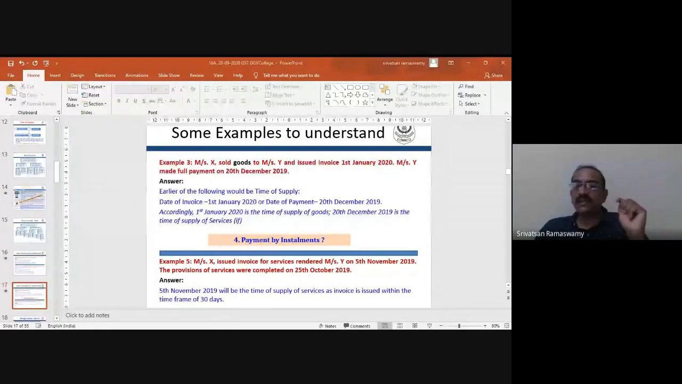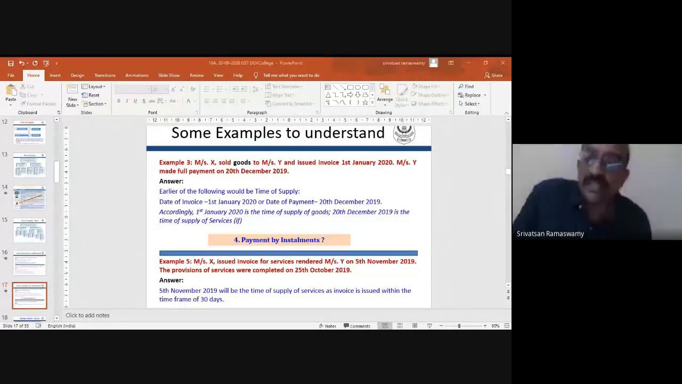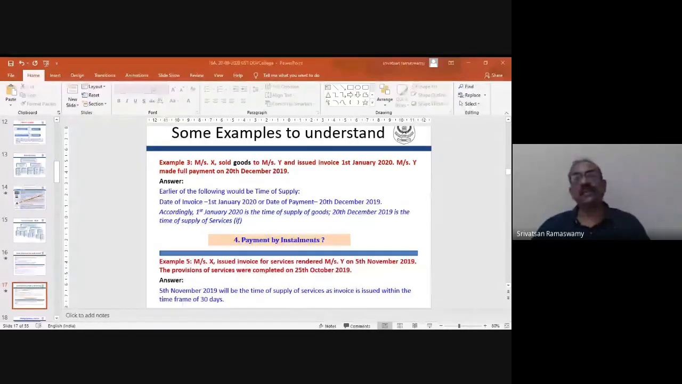Could not understand, sir. If the advance is received, will we pay GST on the advance amount or full amount? No, the GST will be paid only to the extent of advance received, not on full amount. See, the example which I gave is, I have agreed to provide a service for 10 lakh rupees, for which I have received an advance of 1 lakh rupees. Only to the extent of advance received, I will be paying GST.